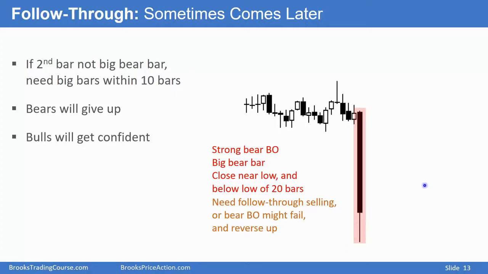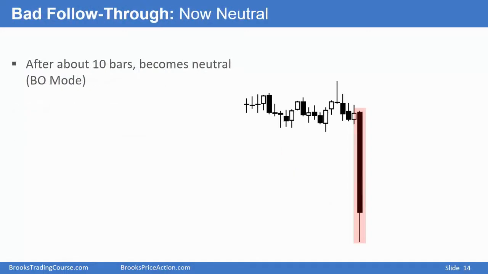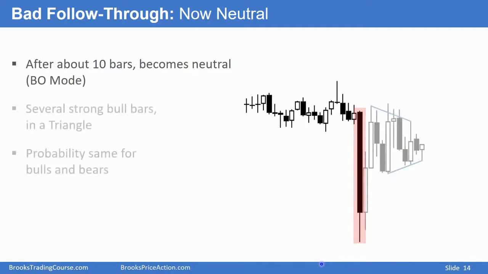The bears prefer to get it on the very next bar, but sometimes it doesn't come in the next bar. Sometimes you'll get a rally for several bars, 5 bars, 10 bars, into a bear flag, and then you get the second leg down. If you do not get follow-through selling fairly soon, the market can reverse up. If you go sideways for 10 bars, 20 bars, the probability of the bears getting a second leg down drops. And after about 20 bars, the probability of a second leg down becomes the same as the probability of a reversal up. The market becomes neutral. Maybe after 10 bars, maybe after 20 bars. At some point, it becomes neutral again.